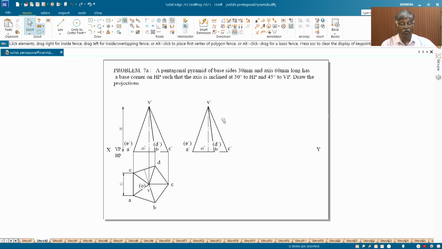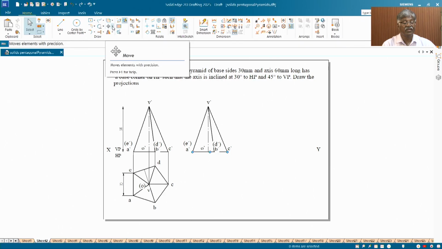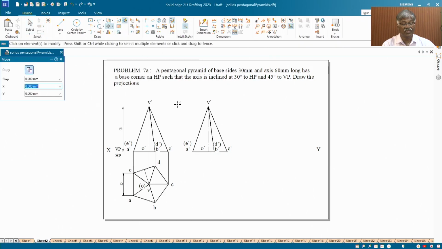Now, how to rotate? What about the axis inclination? 30 degrees. So, you always convert axis inclination into base inclination. Axis inclination plus base inclination equals 90 degrees. So, 90 minus 30 gives you 60 for the base. Now, rotate the figure with respect to the base reference by 60 degrees.